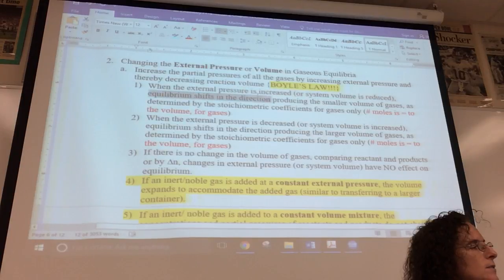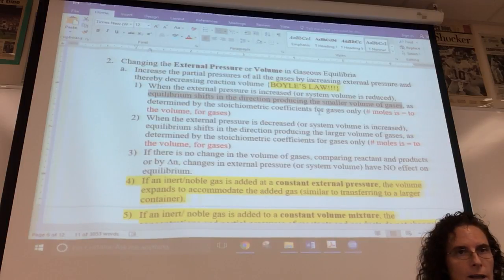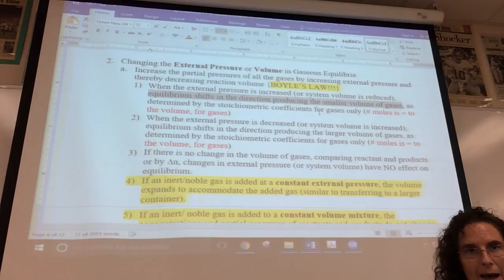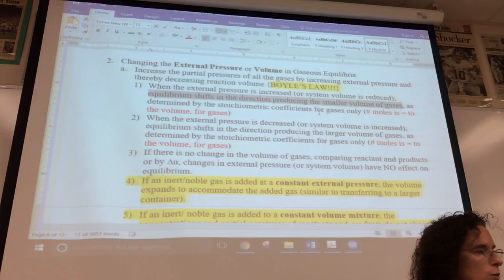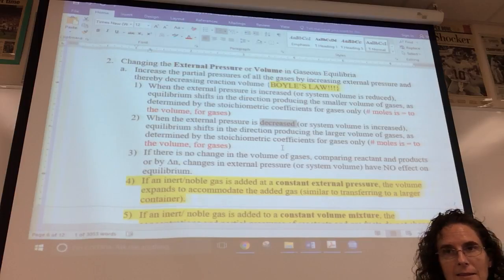equilibrium shifts in the direction producing the smaller volume of gases, which is determined by the stoichiometric coefficients of gases only. So if you increase the pressure, equilibrium shifts in the direction that has the smaller volume of gas, as determined by the coefficients. We'll do several examples. When you decrease pressure, equilibrium shifts in the direction that has the larger volume of gases.